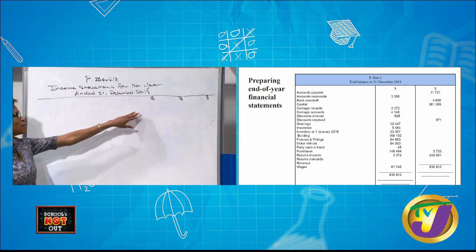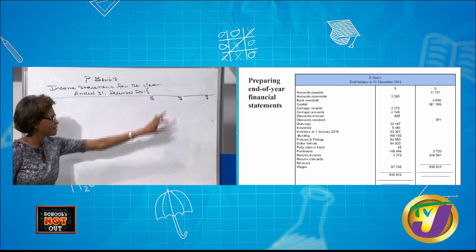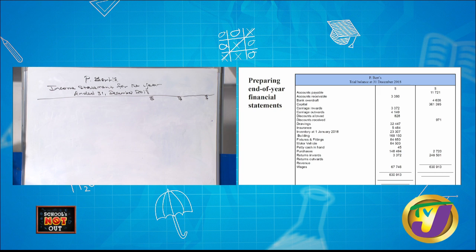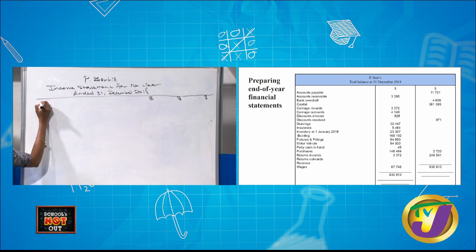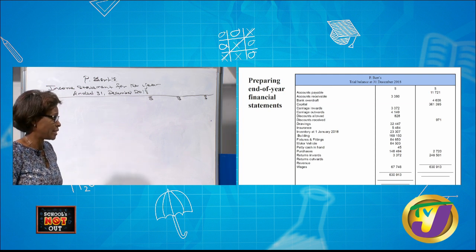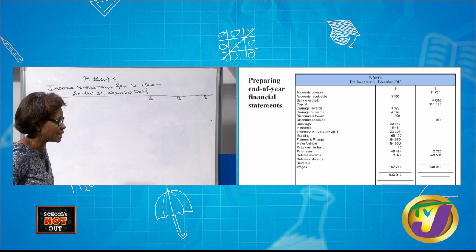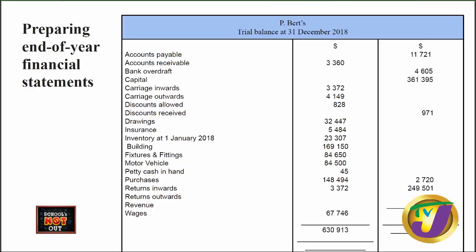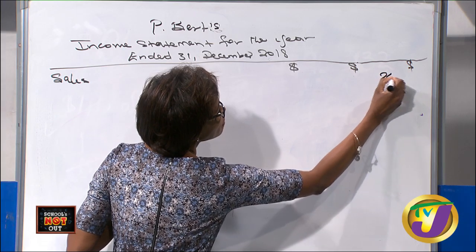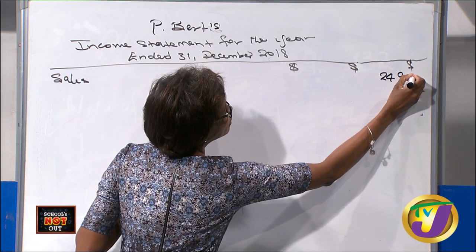For those of you who have a problem with the columns, you could put in lines to distinguish the column. All right, and we're going to begin first with our sales revenue. The sales that you can see in your trial balance is 249,501. So we put it in the last column here.